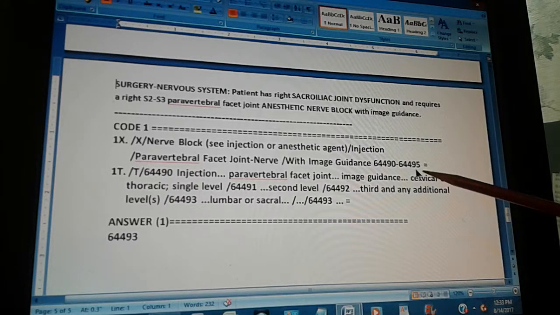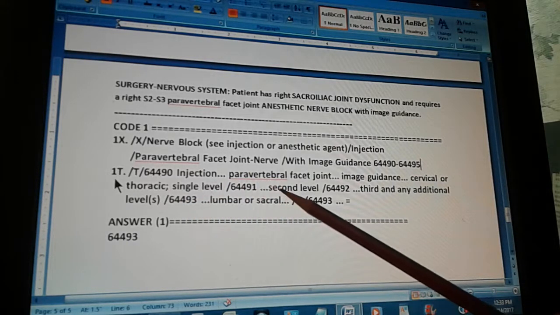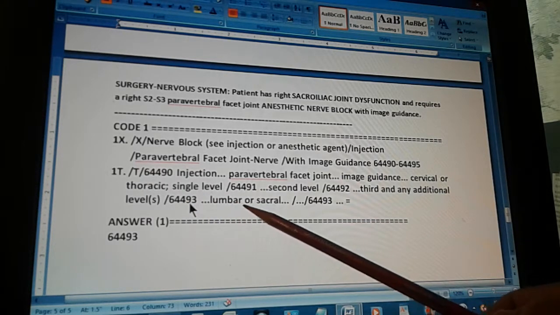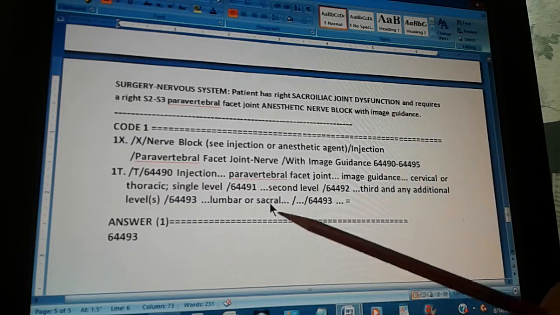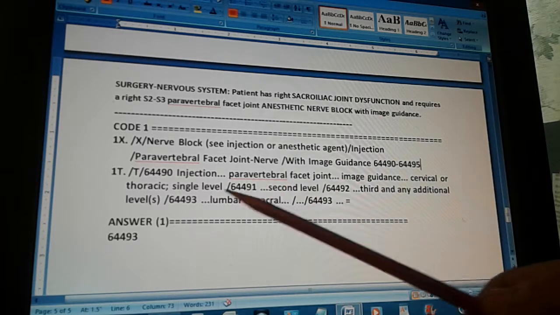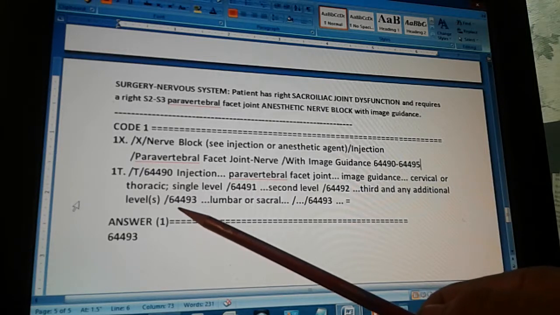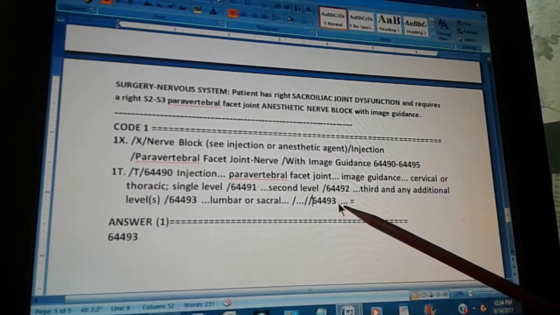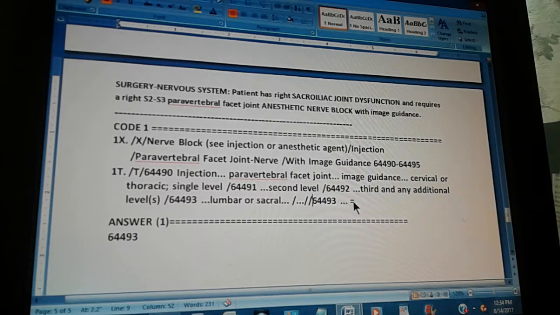Then you get a range, 64490 to 64495. Now you have to go to the tabular to see which of these codes is the right one. When you read the descriptions, you find that the difference in the codes is just which vertebrae they're talking about. There's the thoracic and other levels, and when you keep reading, you get to 64493, which is the lumbar or sacral, which includes the sacroiliac, which we told you already is the same thing. So we go back to 64493, and the equal sign means that's our code. So the answer is 64493.